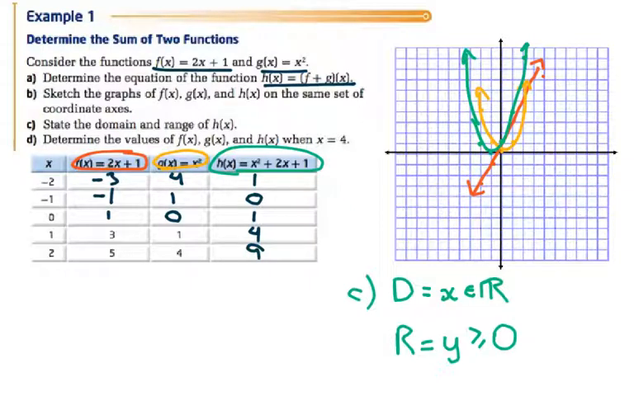Question D is asking for the values of f, g, and h when x is 4. Essentially, this is just taking the table, making another line. Plug in 4 into f, we get 9. Plug in 4 into g, we'd get 16. And since h is defined as f plus g, 9 plus 16 gives us 25.